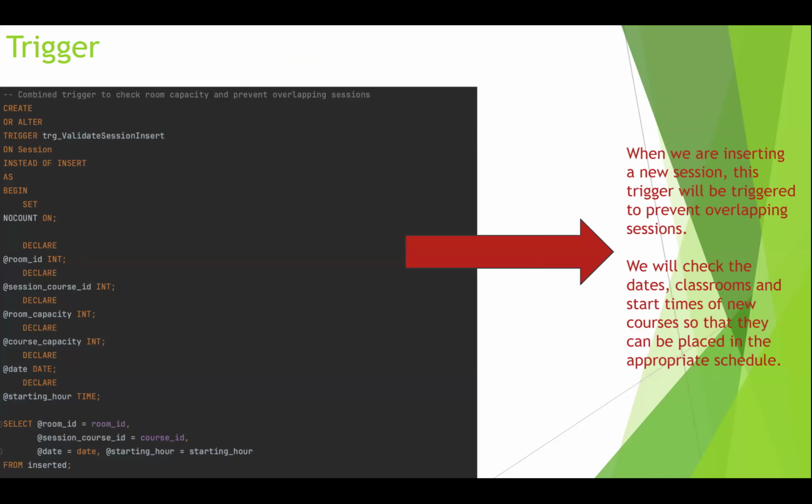Due to the time limit, I will choose one important trigger in our system and the most important procedure in our system to introduce to you. The trigger here is to check the room capacity and to prevent overlapping sessions. When we insert a new session into our table to schedule a new one, this trigger will be triggered automatically to prevent overlapping sessions. We don't want multiple sessions in the same day, same time period, or the same classroom. So we check the dates, classrooms, and the start times of new courses so that they can be placed in the appropriate schedule. Here's how we implemented this.